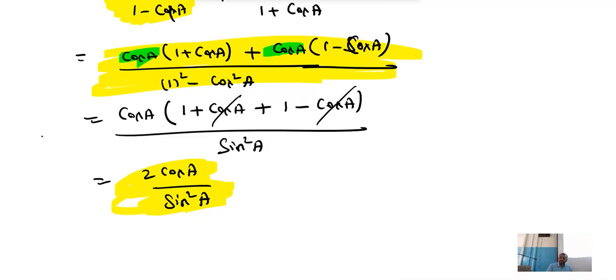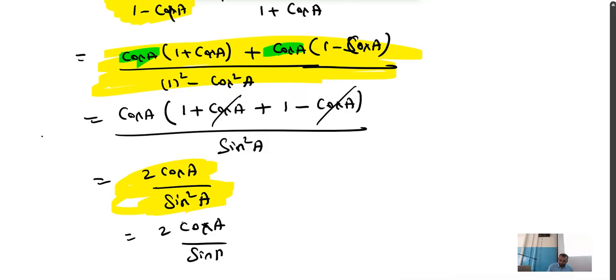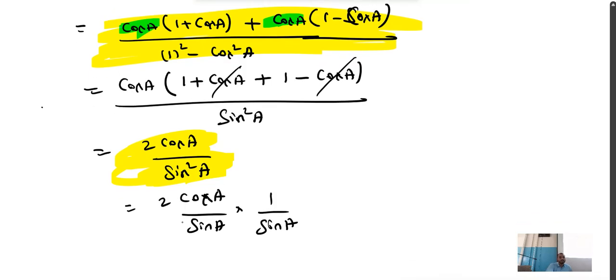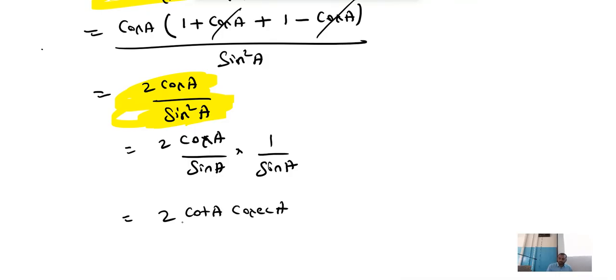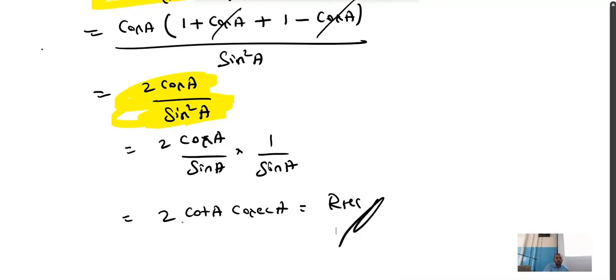So the final conclusion is 2 into cos A by sin A into 1 by sin A. I had kept the answer in cos square. Actually, I thought 2 cosecant square A. It's not 2 cosecant square A. Cos by sin is cot A, and 1 by sin is cosecant A. This is our RHS. Above I have written cosecant square A or cosecant A to prove.